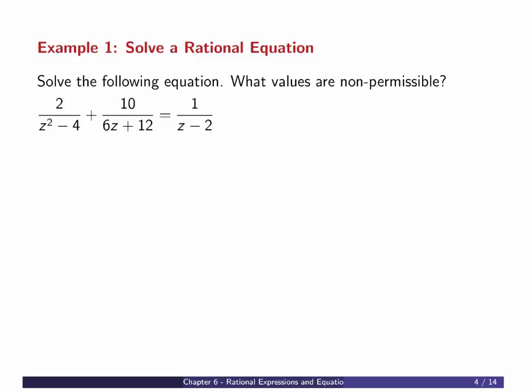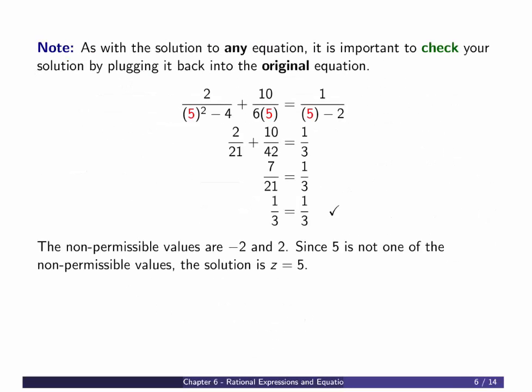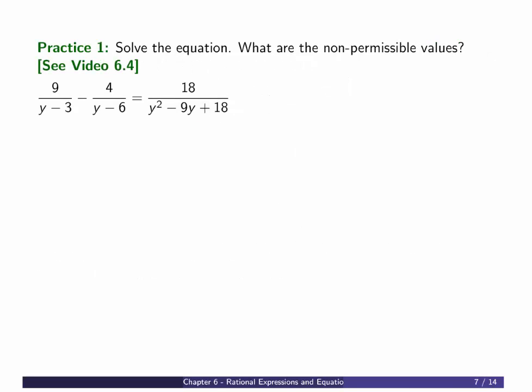So you can take a look at this example. You should take a look at it. Read through the notes. Look at that solution. I'll do an example with you. Solve the equation. What are the non-permissible values? So step one, look back. Step one was what? Factor.